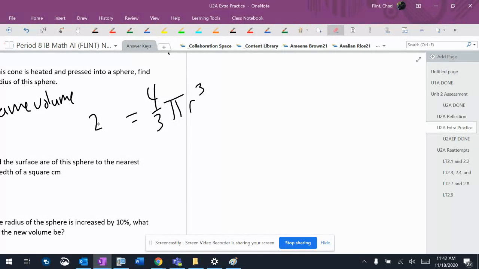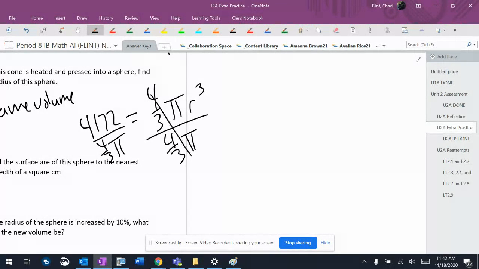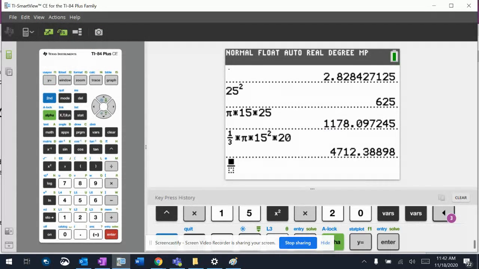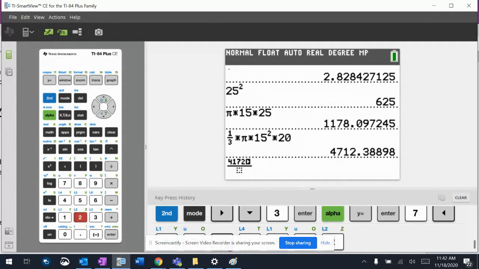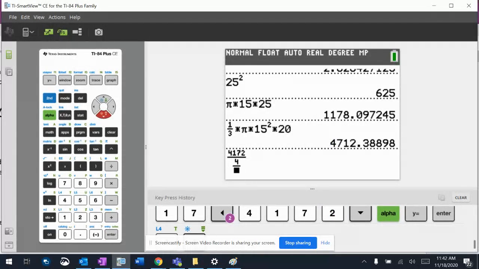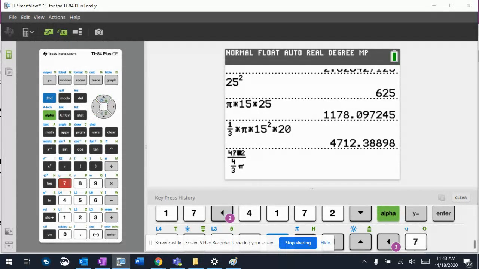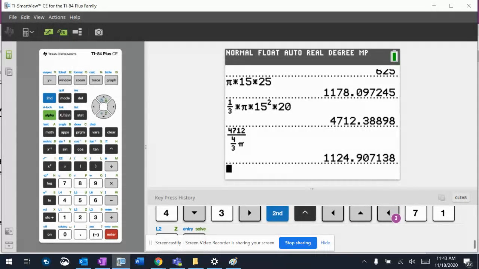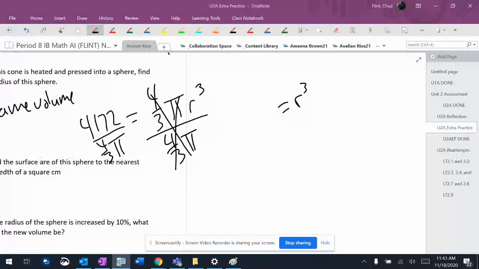Let me clean this up a little bit. So I need the 4/3 to go, and I need the pi to go. That's going to get rid of those, and it's going to leave me with a number equals r to the 3rd power. So, calculator. Put it in as a fraction so that I'm sure I'm okay there. So 4172 over 4/3 and pi. I realize that's wrong, I'll fix it in a second. That should be 4712. So 1124.907.